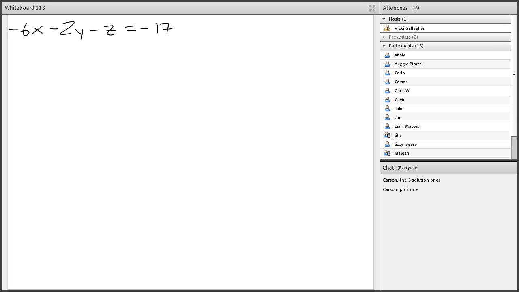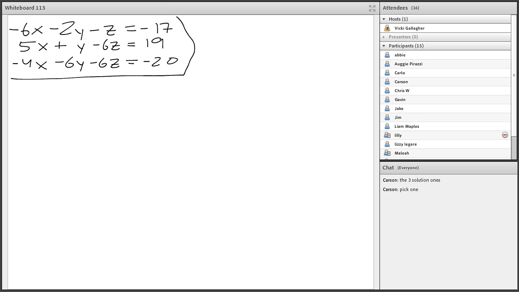And then we had 5x plus y minus 6z equals 19. And then negative 4x minus 6y minus 6z equals negative 20. Okay, and I'm going to put a little box around that to remind me these are my original problems.